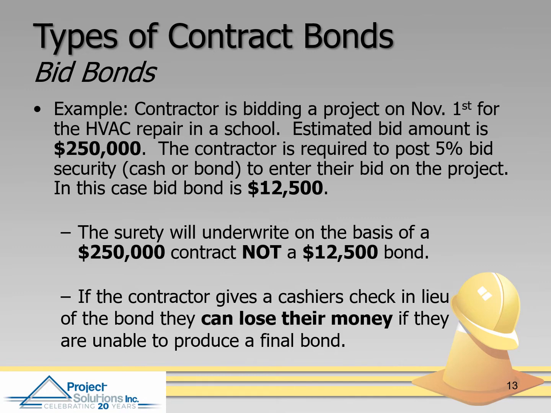Here's the example on the bid bond: this example is $12,500. But the surety will underwrite on the basis of the overall contract, not just the bid bond, okay? So even though you may ask your bonding company for just a bid bond, they're looking at the whole project, not just the bid bond.